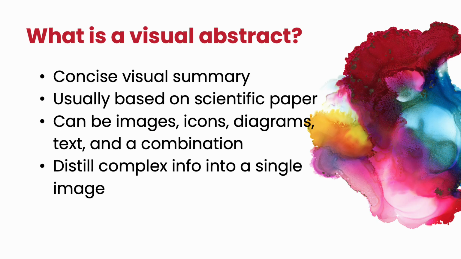So firstly, what is a visual abstract? A visual or graphical abstract is a concise, visually engaging summary, usually of a research study, designed to communicate the key findings and implications in an easily digestible format. It typically includes a combination of images, icons, diagrams, and minimal text to distill complex information into a single accessible image or series of images.